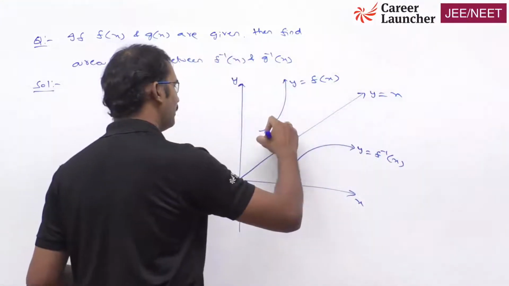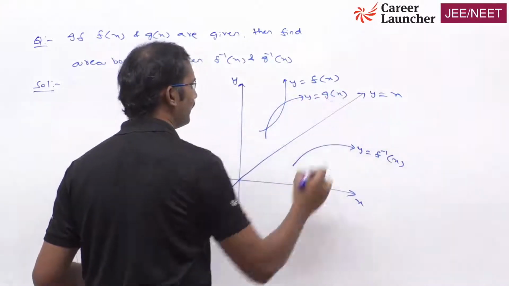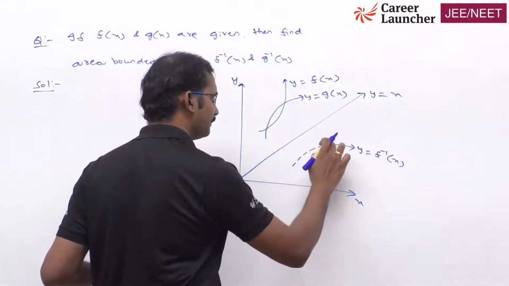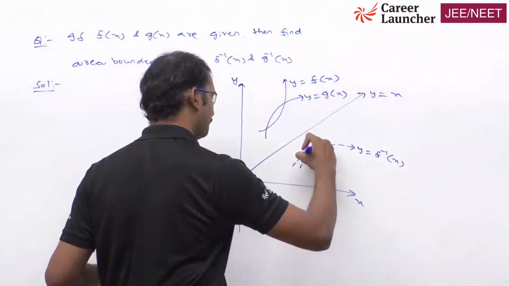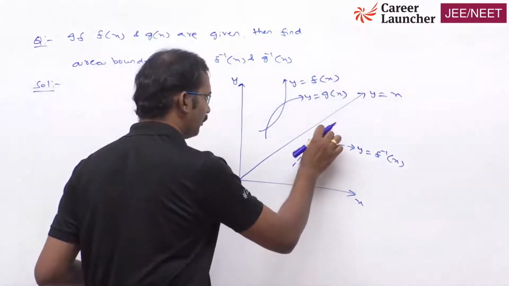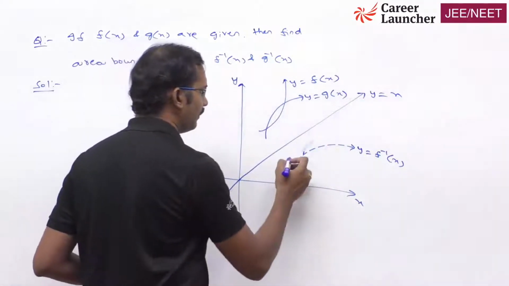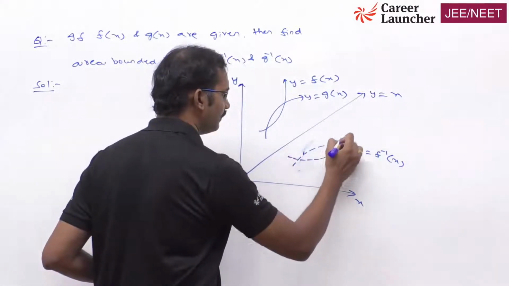And let us consider one more. Let this be y is equal to g of x. Then how will the graph of its inverse look? It will be the reflection of g of x about the line y equal to x, whose graph will be in this form.